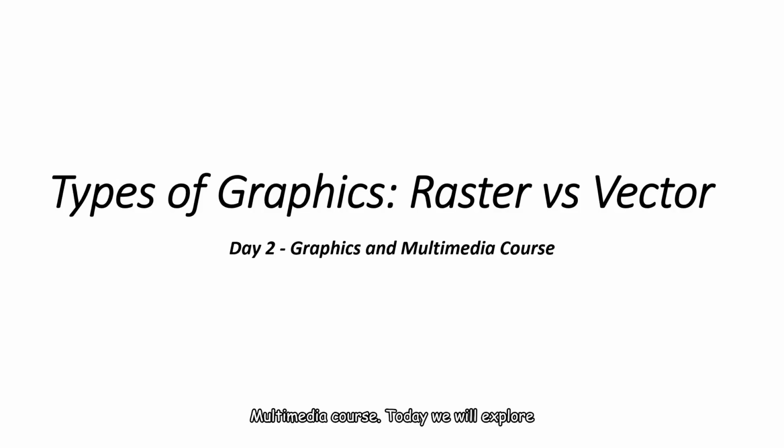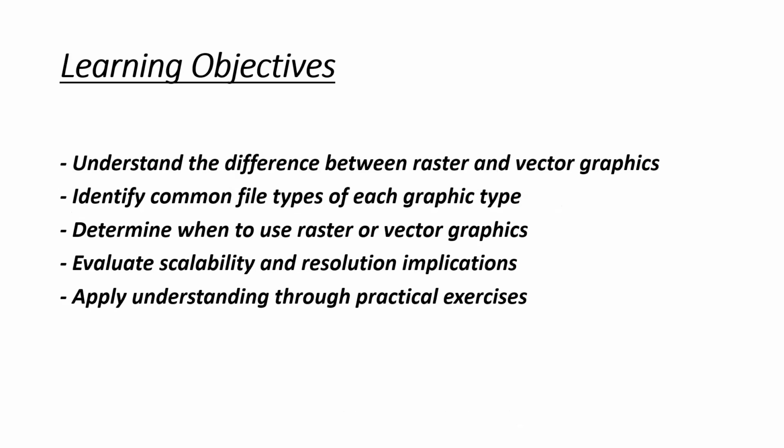Today we will explore two major types of digital graphics, raster and vector. Understanding their differences will help us choose the right type for our design projects. By the end of this session, we will be able to distinguish between raster and vector graphics, identify their common file types, and understand when to use each. We will also examine how these formats impact image quality, scalability, and editing options.